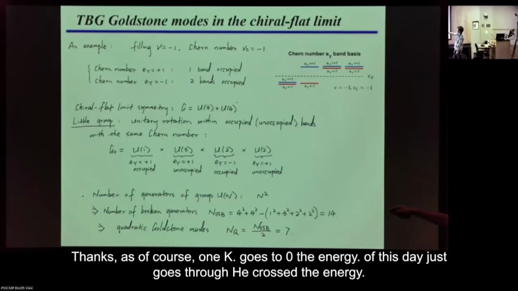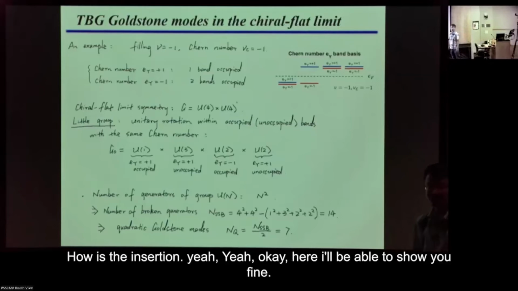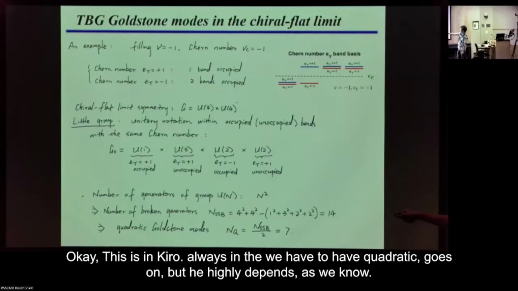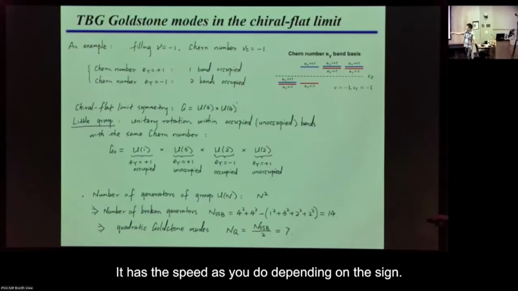Basically, recall that the first U4 is rotating among the Chern number +1 bands, and the second U4 is rotating among the Chern number -1 bands. So for the Chern number +1 bands, I have one band occupied and three bands unoccupied. So I'm free to rotate within the occupied bands and within the unoccupied bands. That gives me invariance of the ground state under a U1 rotation within the occupied band, and another U3 among these three bands. And similarly for Chern number -1, you get two bands occupied and two bands unoccupied, so it's a U2 cross U2. So this is your little group.